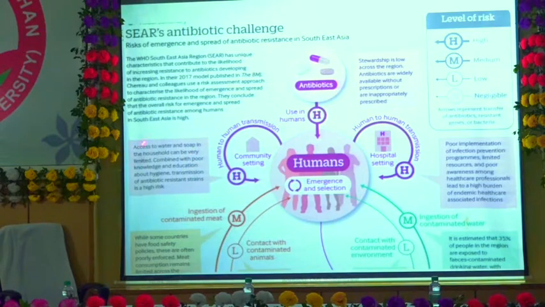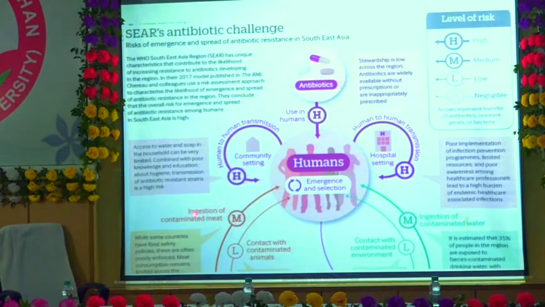How is it setting in the community? Access to water and soap in the household can be very limited. Combined with poor knowledge and education about hygiene, transmission of antibiotic resistant strains is a high risk. And in the hospital, poor implementation of infection prevention, limited resources, poor awareness among healthcare professionals lead to a high burden of endemic healthcare associated infections. So in every way, we are actually increasing the burden of infections.